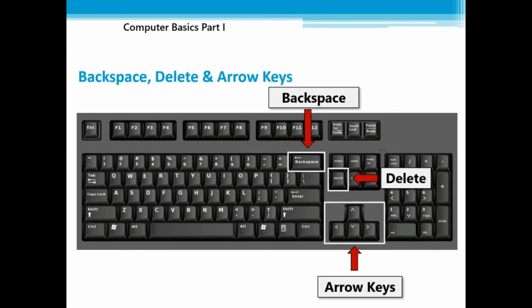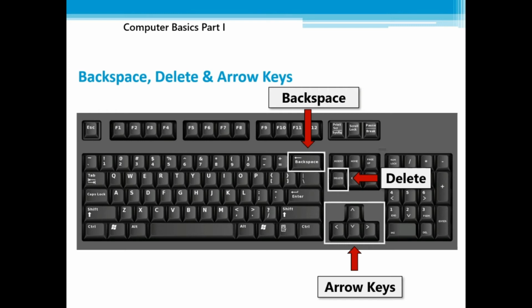Now here we have your backspace, delete, and your arrow keys. Now your backspace key does exactly what it says. You go backwards, one space. We've got your delete button, which will delete, let's say if you highlight a word and you hit delete, it will delete that word. And your arrow keys, it goes up, down, left, and right.